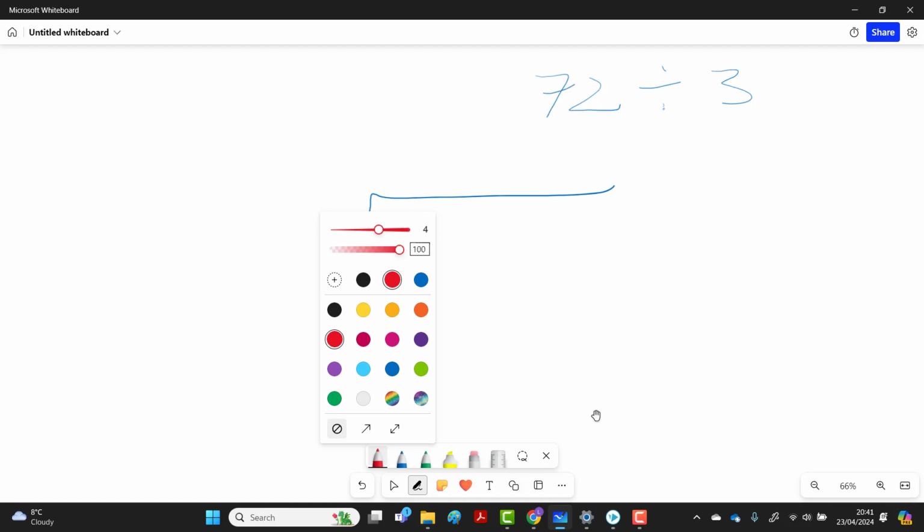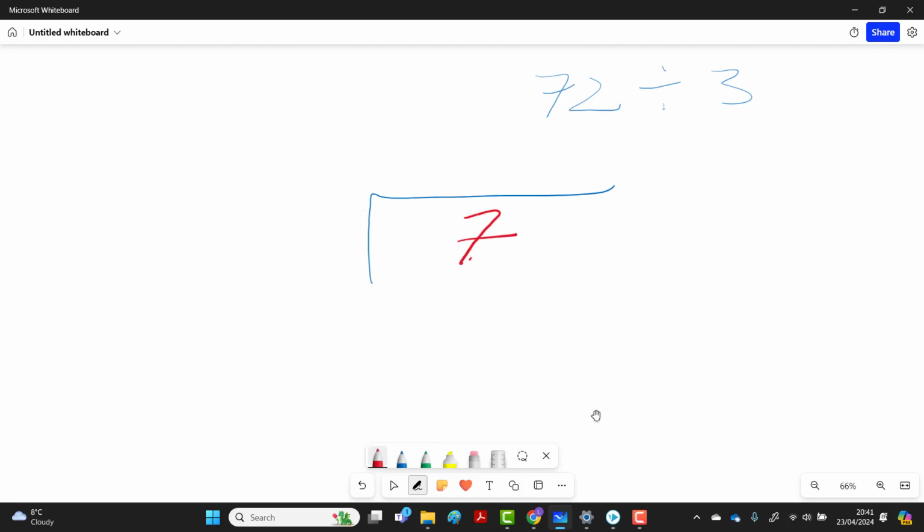Let's do something simple. Let's say the question is 72 divided by 3. Now, the first number always goes inside this long bus. We're doing bus stop. So the first number always goes inside this bus stop. So 72 goes in there, and then the 3 goes outside. It doesn't matter if it's big or small.